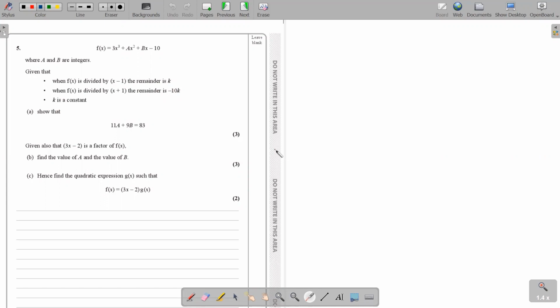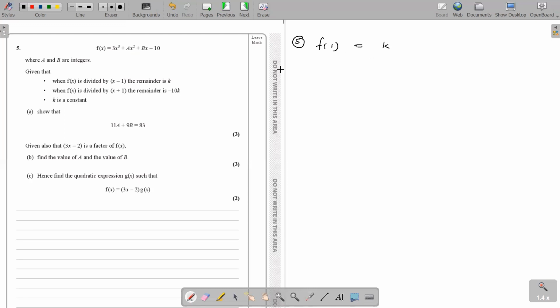Okay, so what's the remainder theorem? You have learned this theory in P2, right? P2 chapter 1 or chapter 2, right? Anyway, if you are dividing by x minus 1, what do we replace x with? x minus 1 means we replace x with 1. We say f(1). f(1) is equal to what? The value when you replace x with 1 into this equation, you end up getting the remainder. So what's our remainder? The remainder is k. So this is the first equation.